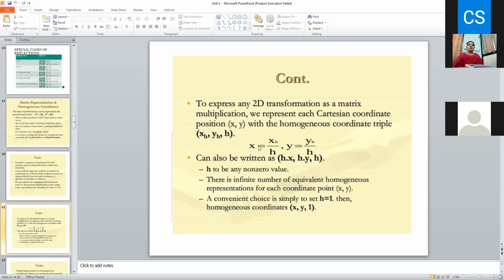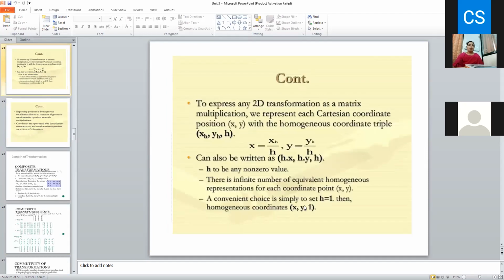It can also be written as xh is nothing but x into h. So I will replace xh by h into x, yh by y into h, and h as it is. So for a single point, we can have multiple representations in homogeneous coordinate system, or we can say an infinite number of equivalent representations. The convenient choice we are considering is x comma y comma 1, where 1 is the homogeneous coordinate factor.